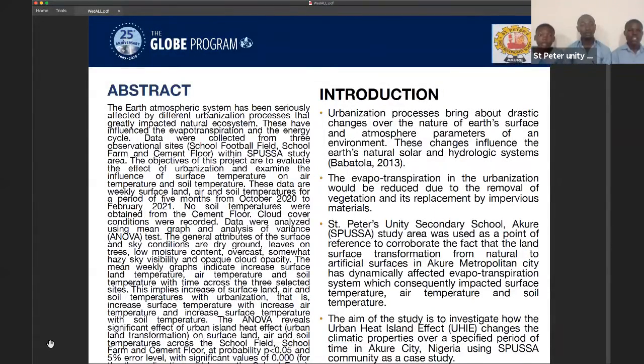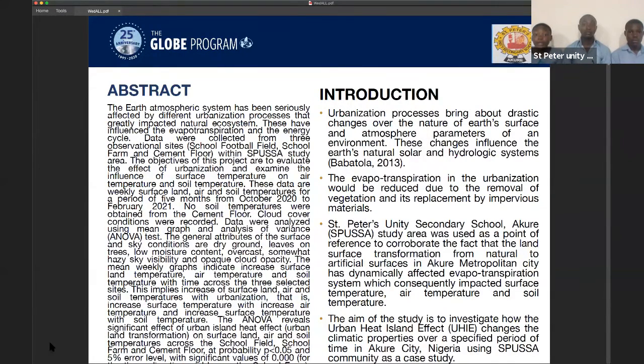Now, to the abstract. Land surface is affected by urbanization, thereby leading to problems such as ecosystem impacts, and this has influenced evapotranspiration and the energy cycle. Data were collected from different observational sites, such as the school farm, the school field, the cemented area, the school at large, and Akure at large, Nigeria. Our research ran from October 2020 to February 2021, a range of 5 months. We also made use of cloud cover to identify the different clouds we have in Nigeria, and recorded our test analysis with ANOVA, paired ANOVA, and NDVI.